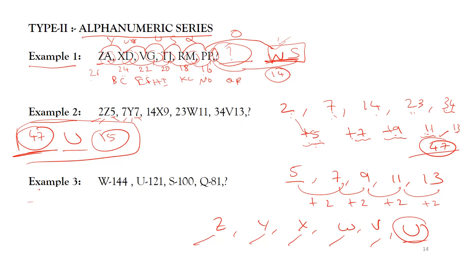Okay, so let us see one more example under alphanumeric series. There are two terms here: one is a letter, the other one is a number. W, U, S, Q, and the numbers 144, 121, 100, 81.